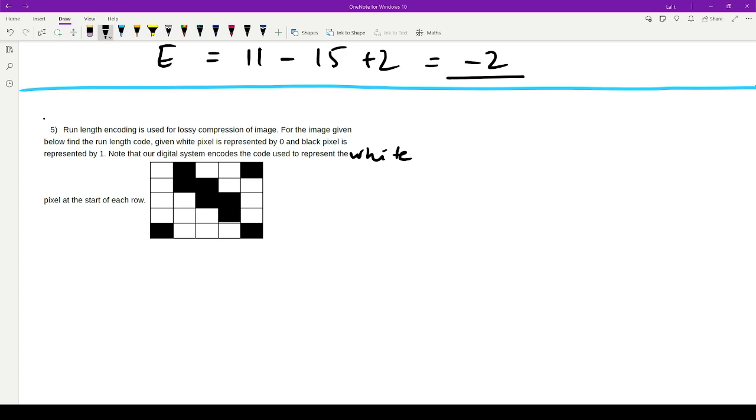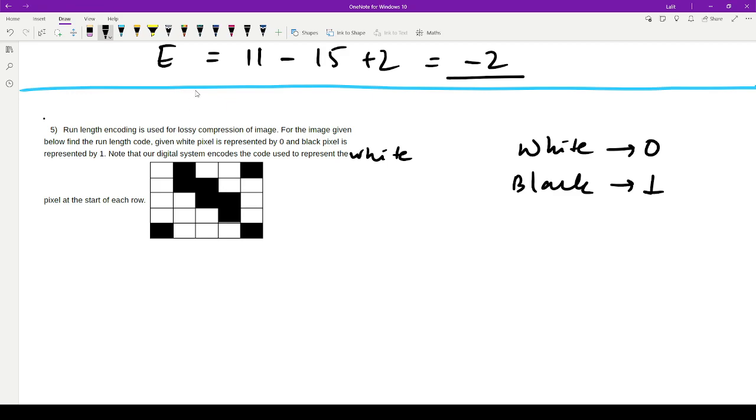So yes, we have this run length encoding that we need to do to compress this image. For the given image, find the run length code. Given the white pixel is represented by 0, so the white is represented by 0 and the black is represented by 1. Okay.